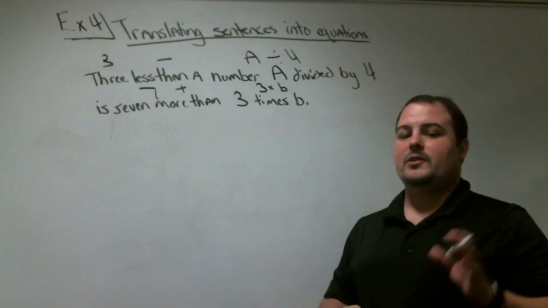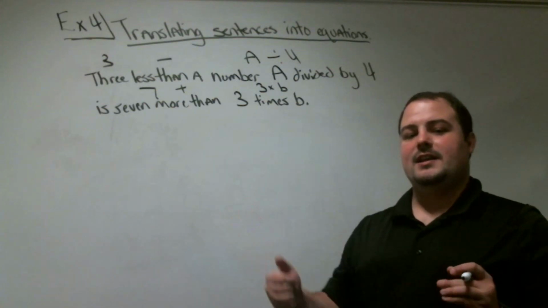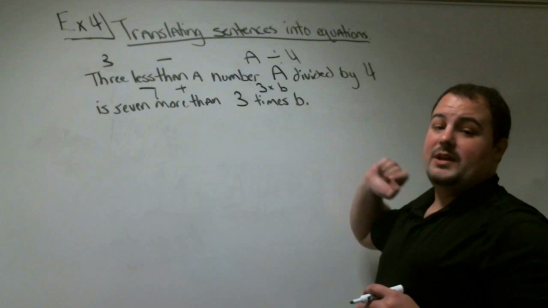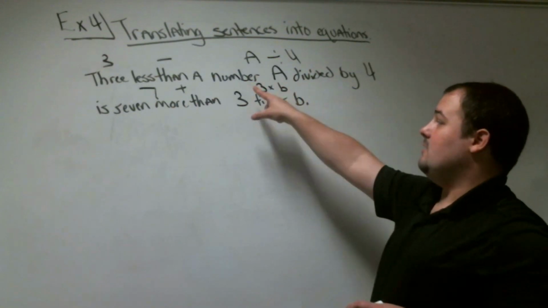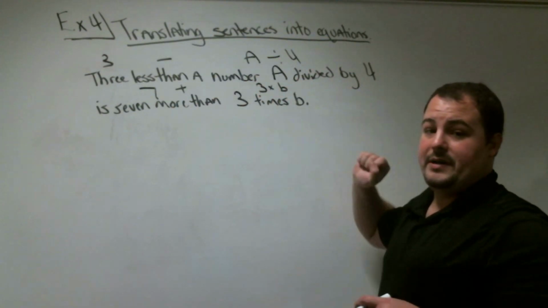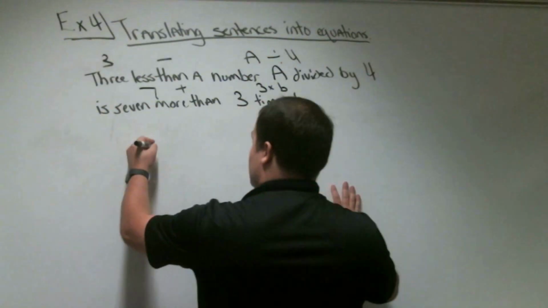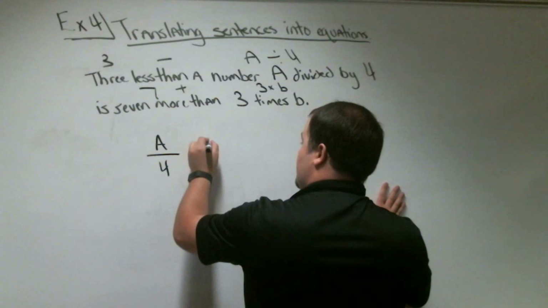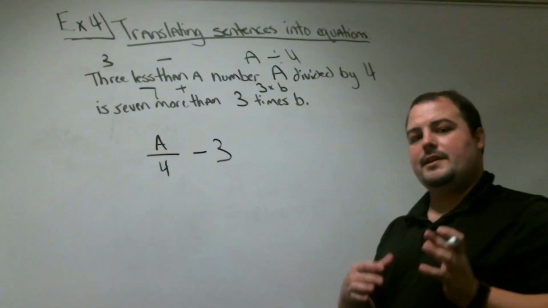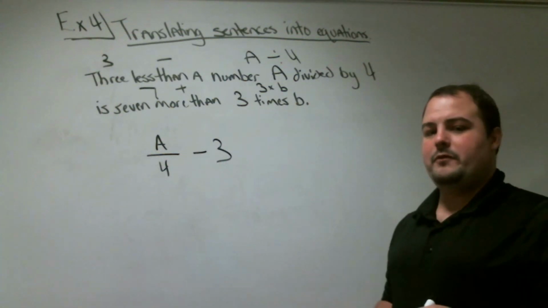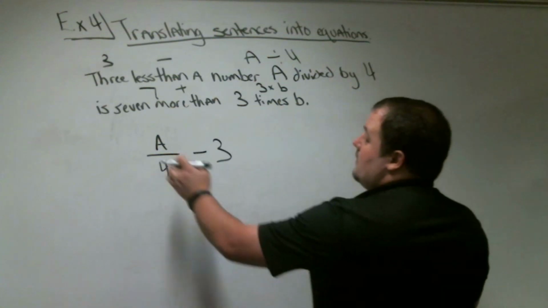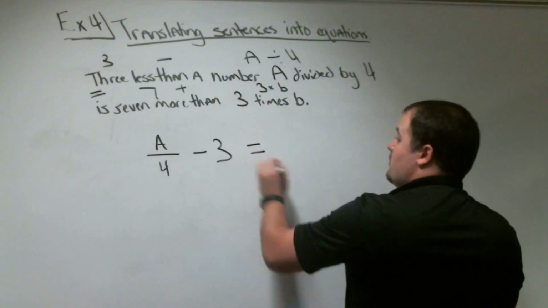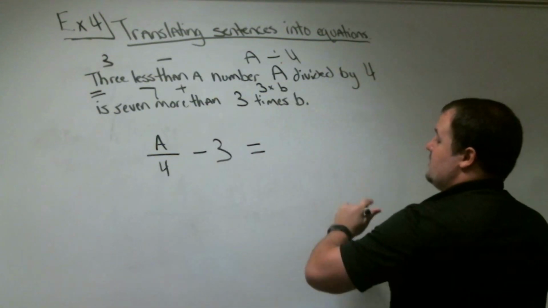3 less than a number. The words less than, again, mean it happens at the end of the problem. So I'm going to take 3 less than a number being divided by 4, and they tell me that the number is A divided by 4. So first I have A divided by 4, and I'm going to take 3 away, because that's 3 less than A divided by 4. Is, the word is, I totally forgot, the word is means equals. So equals 7 more than 3 times B.